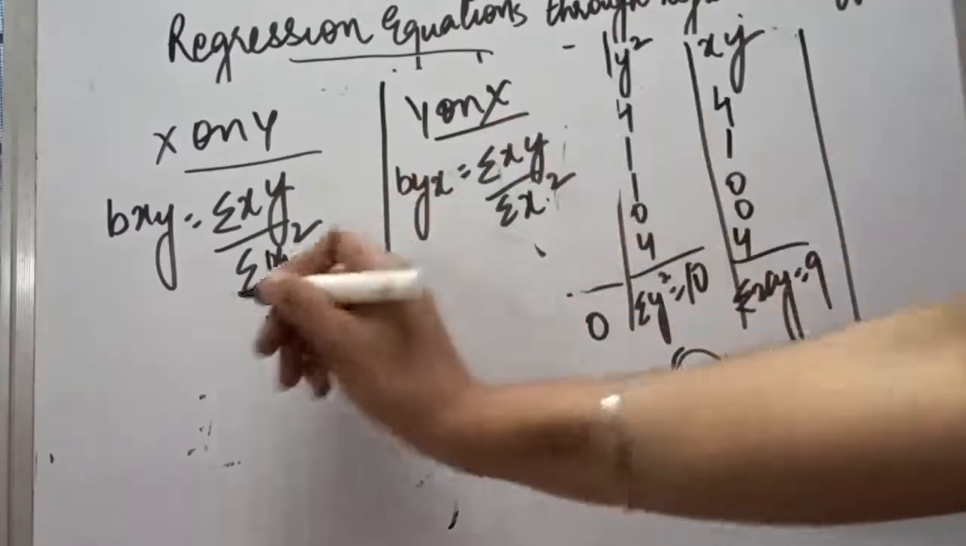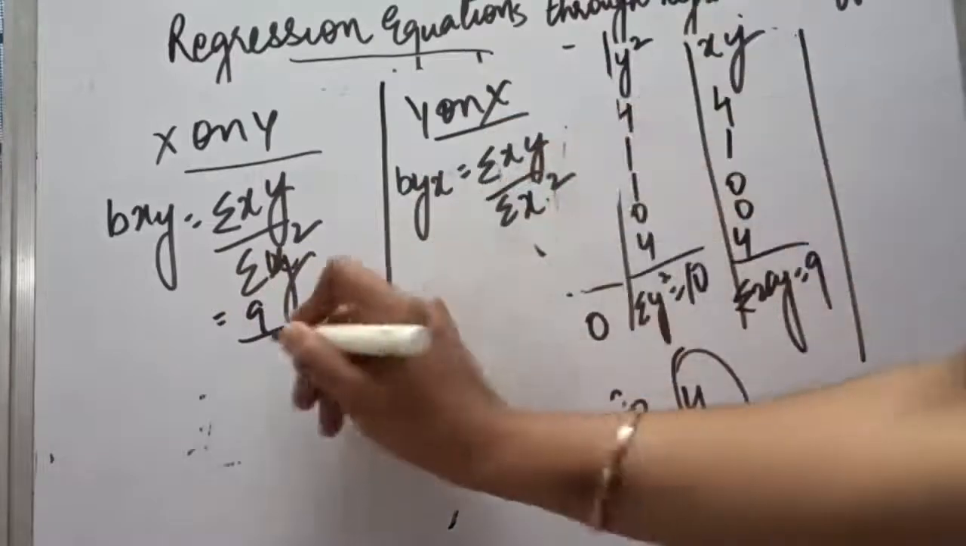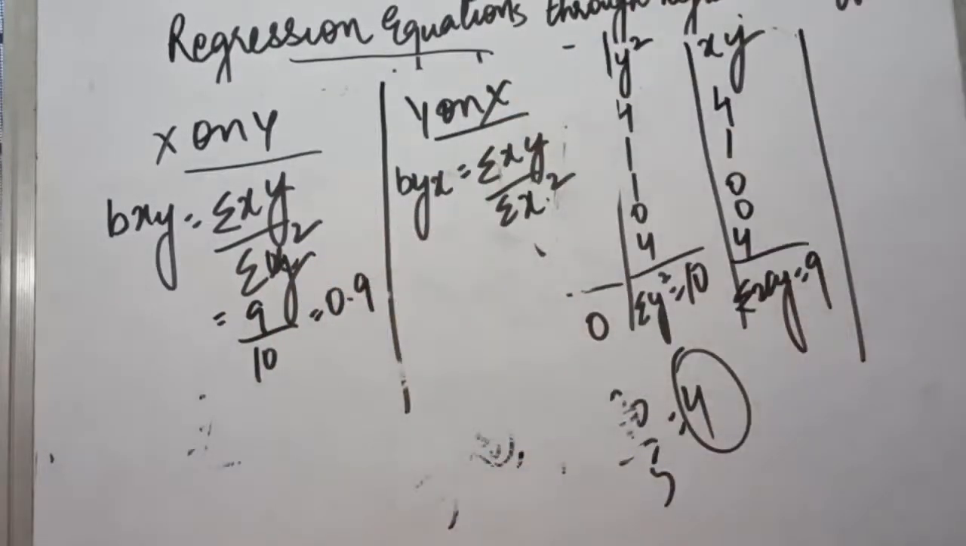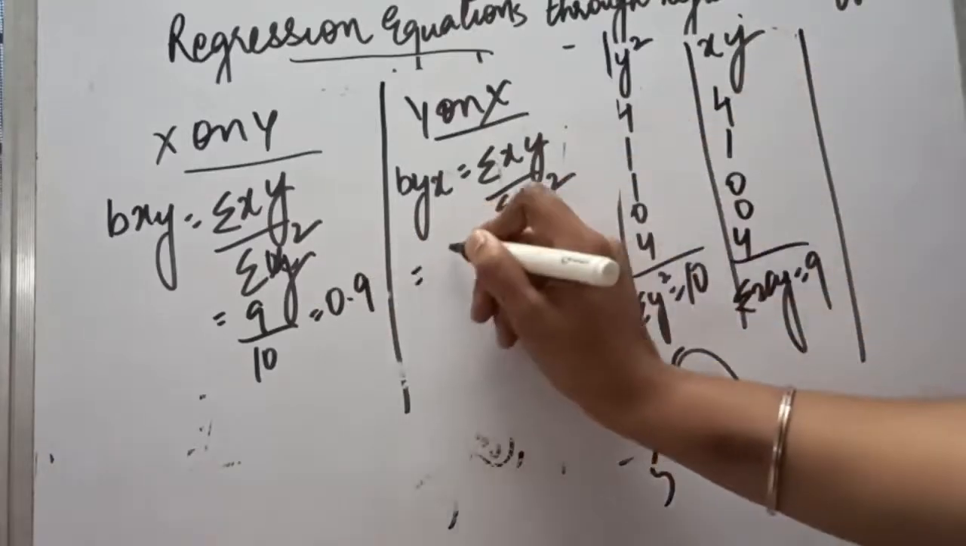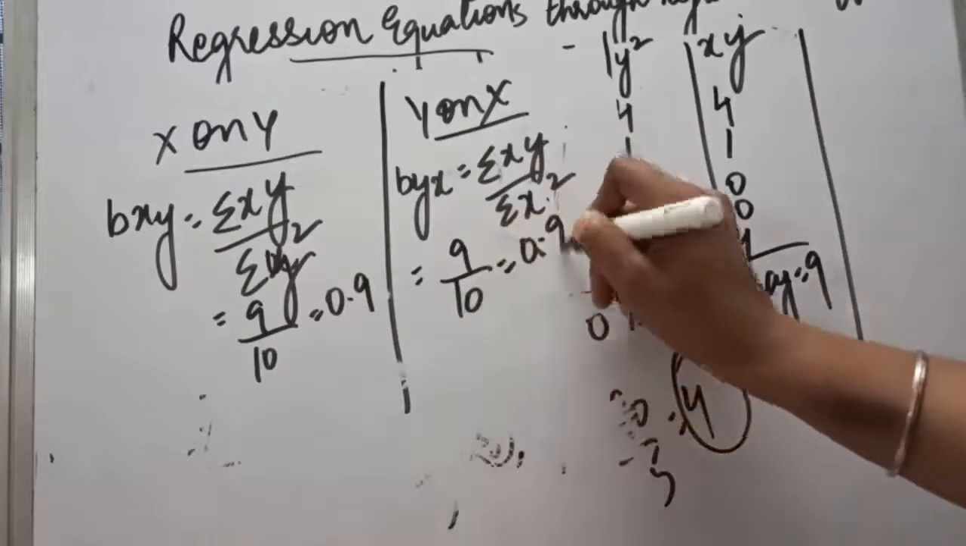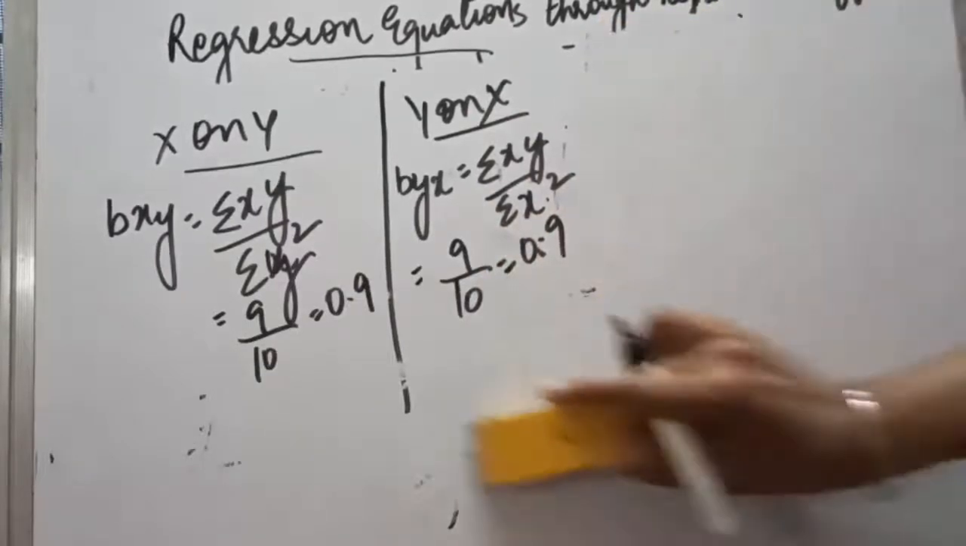We have all the values. Now let's put these values. This was 9 and sigma y square was 10. So our first regression coefficient comes out to be 0.9. Here also it was the same, 9 and sigma x square was also 10. So it is 0.9. So we have now calculated our two regression coefficients.